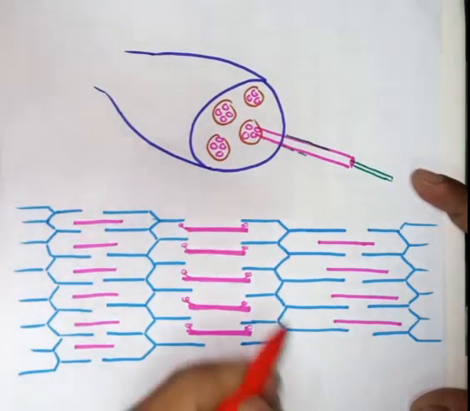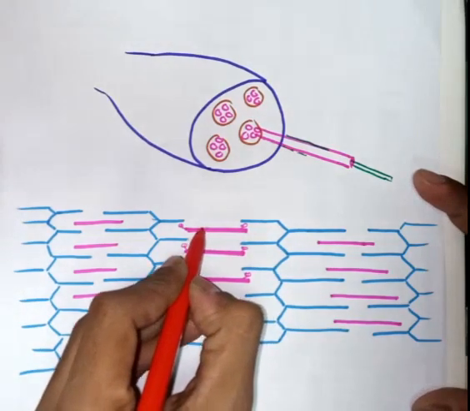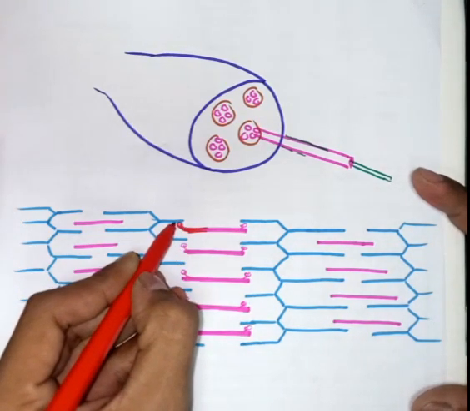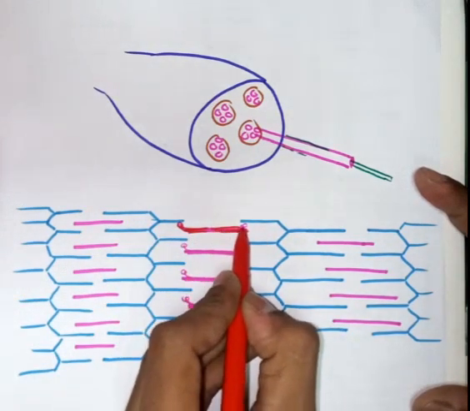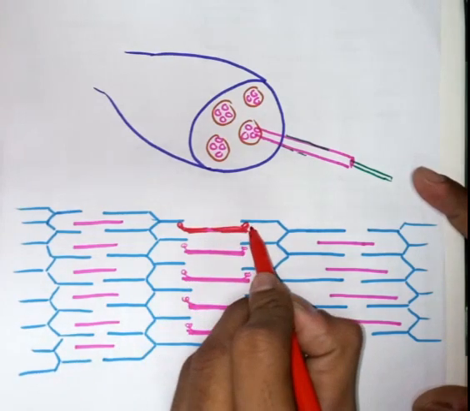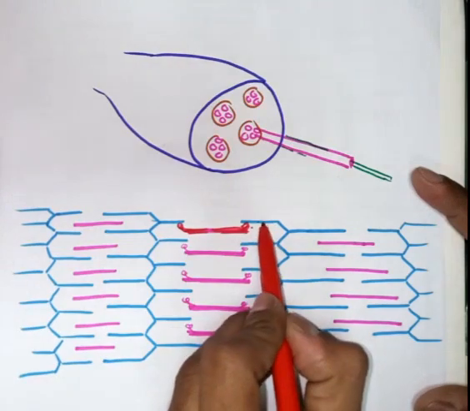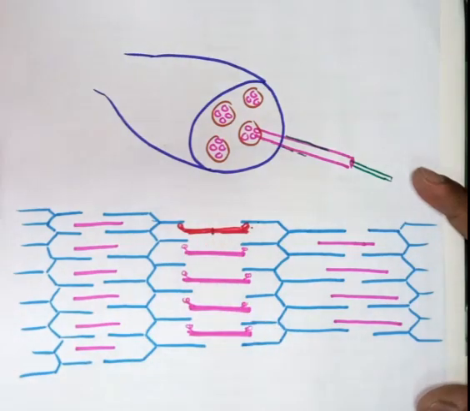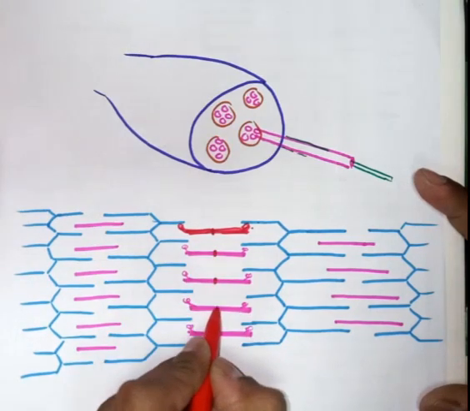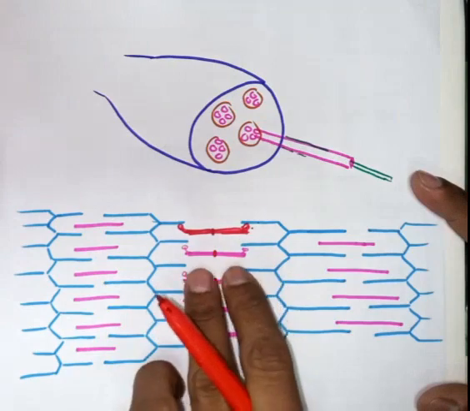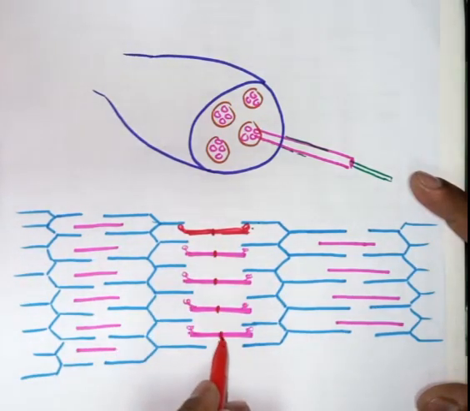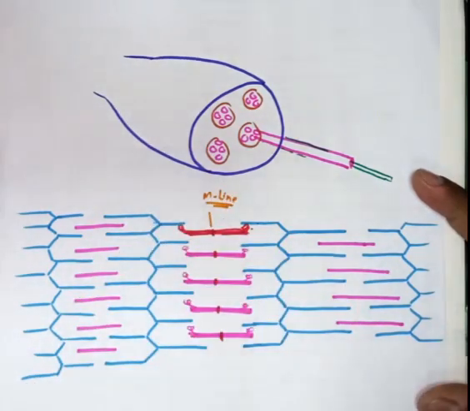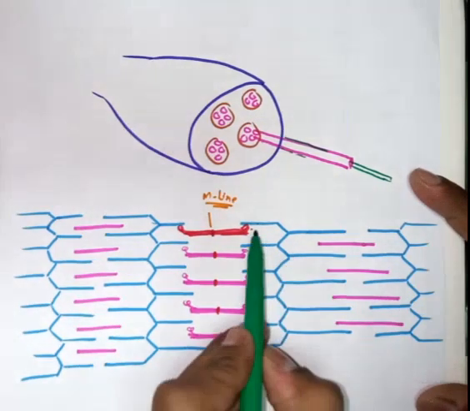So the arrangement of these proteins is shown in this picture. Here you can see this is a thick filament. This is a thick filament. Some of the thick filaments are arranged like this, so that their heads are exposed to this thin filament, and some of the thick filaments are arranged in such a way that their heads are exposed to this thin filament. And from the center, both these myosin molecules are joined with each other. The point where both of these myosin molecules join with each other is called the M line. M line. And here you can see these are the thin filaments.